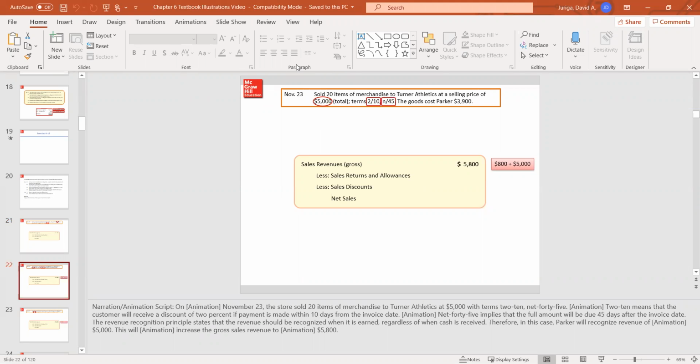And then it looks like on this one, they're showing us they sold 20 items of merchandise to Turner at a selling price of $5,000. Terms were 2/10, n/45. And notice this 5,000 will also be added to your revenue. Again, that's gross revenue, but there is going to be a discount situation if they pay us early.